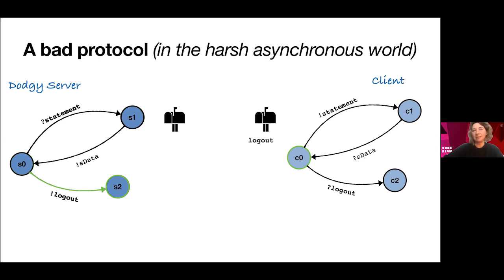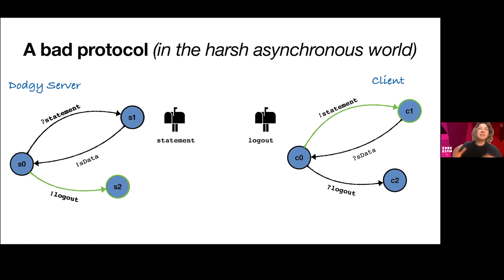It goes out immediately. The logout message gets placed into the mailbox of the client. Communication is asynchronous. The client may read the mailbox and react, or may be doing something else, maybe actually say, okay, I really need a statement now, and send a statement to the server. At this point, let's say the two nodes have gone out of sync with respect to the protocol, and we have a deadlock on the client that will wait forever for the statement data.